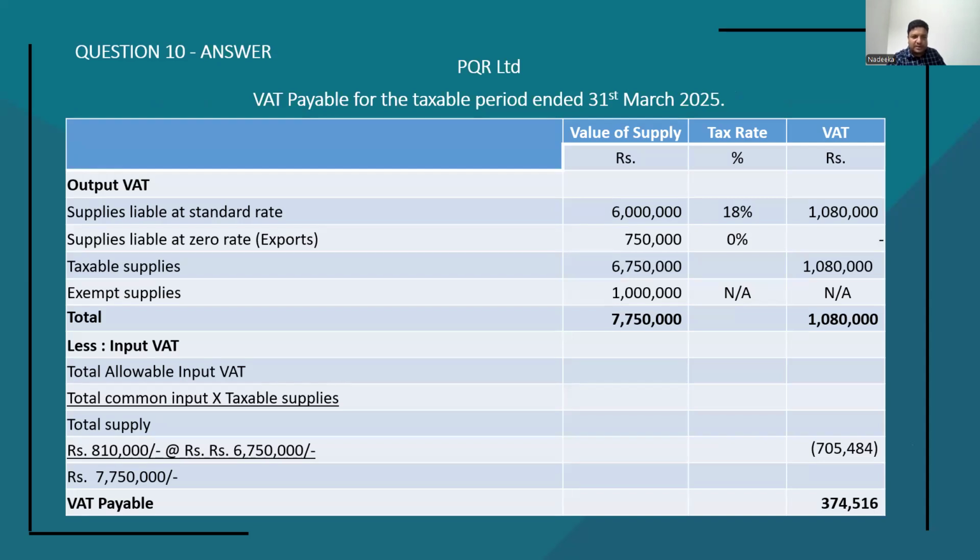Now let's calculate output VAT first. Supplies liable at standard rate that we already calculated, 6 million, 18%, 1,080,000. Then we have exports, supplies liable at zero rate. Value of supply is 750,000. We apply 0% and no tax. Then I have taken a subtotal of these two to get the value of taxable supplies, 6,750,000. Output VAT is still 1,080,000. Then we have exempt supplies, 1 million. No tax rate is applicable and there is no output VAT on exempt supply. Then we get the value of total supplies, 7,750,000. Still the output VAT is 1,080,000.